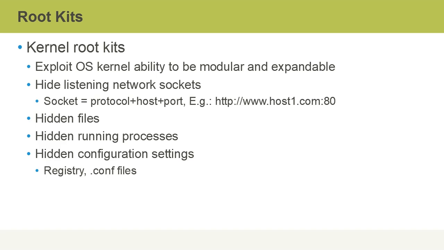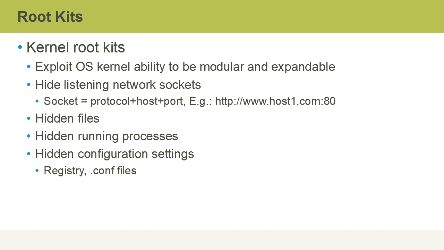Now, a rootkit could also replace many files. It's not as if it has to replace a single file. So in the case of hiding listening network sockets, as per our netstat example, we have to know what a socket is. A socket is a combination of a protocol plus a host and a port, such as http:// a host name, and then a port number.